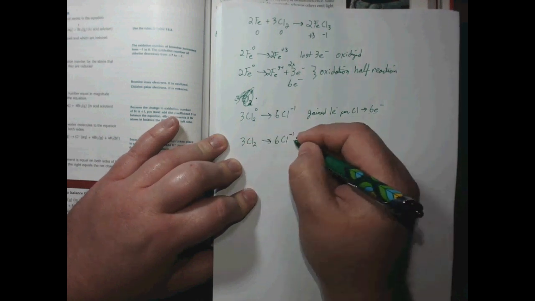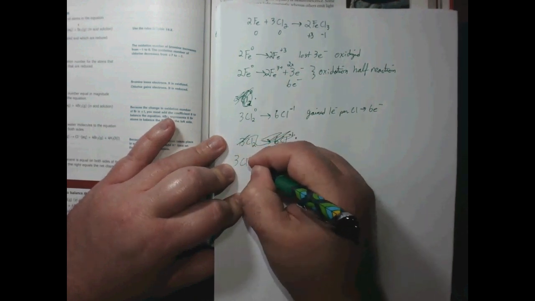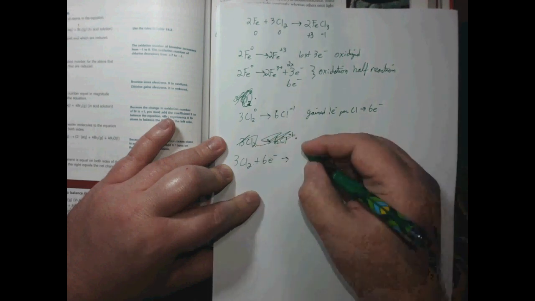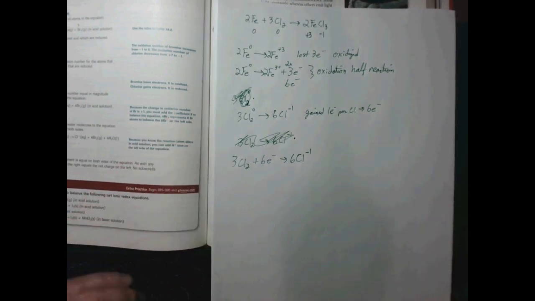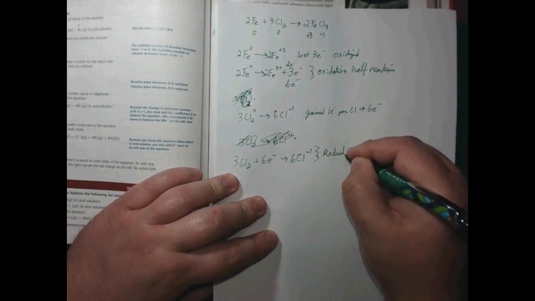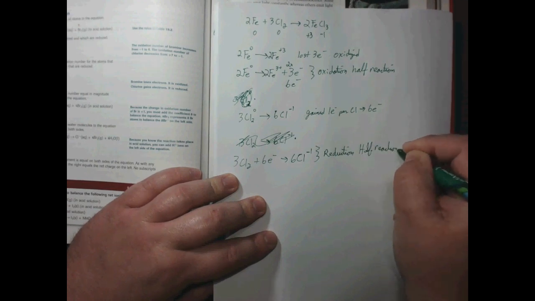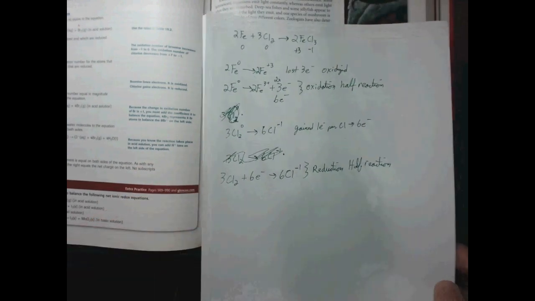So that's 3 Cl2 yields 6 chlorine -1s. Where did it gain them from? Well, they had to have been on this side. So I wrote that wrong. 3 Cl2 plus 6 electrons. They reduced that to 6 chlorine -1s. That's the reduction half reaction. Now you see, they didn't do it like that. They just simplified it like I had it the first time. That's what I should have done.